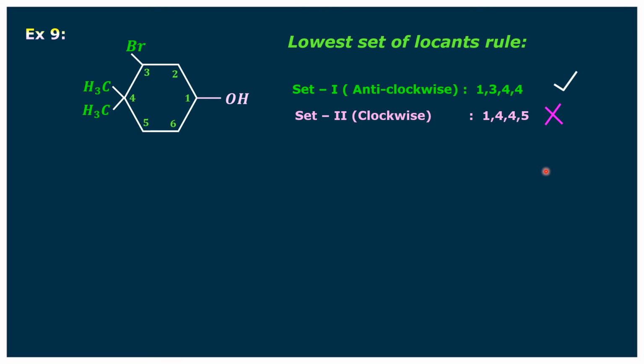So the name of this alicyclic organic compound is, we have to write the substituents in alphabetical order. So bromine comes first. So 3-bromo-4,4-dimethyl cyclohexanol. 3-bromo-4,4-dimethyl cyclohexanol.